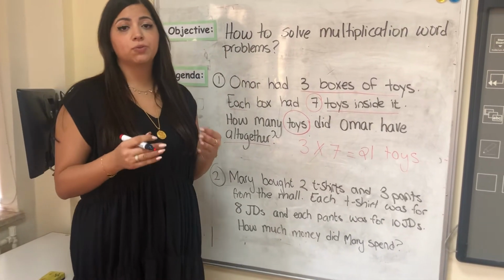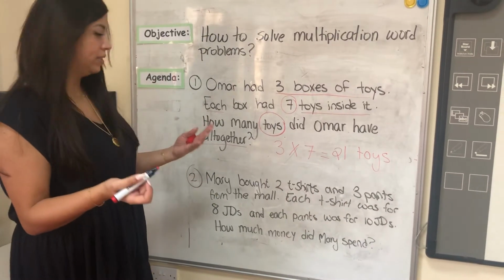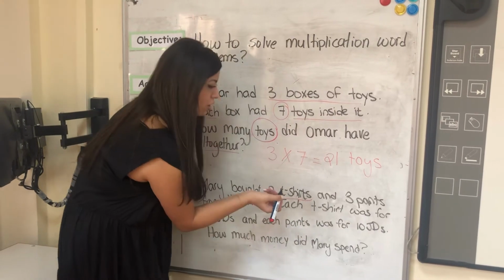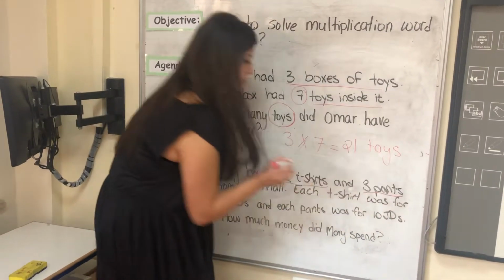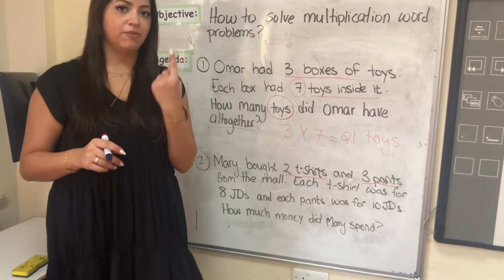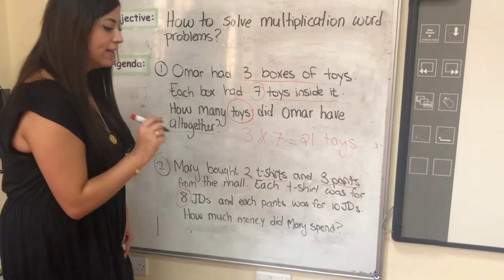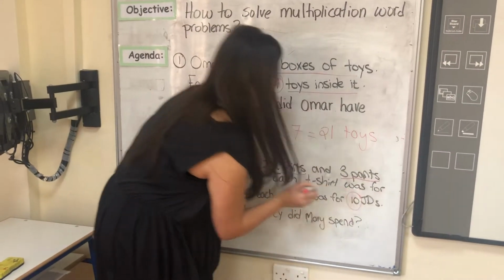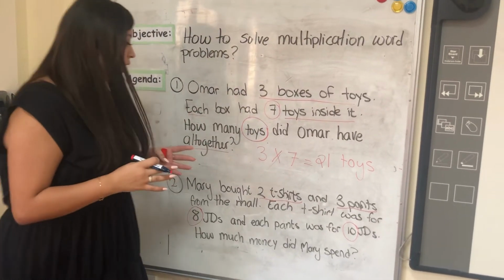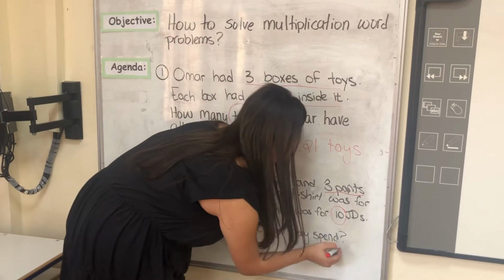So what we're going to do is we're going to use a few different steps to help us solve it. Let's look at the keywords here. It says Mary bought 2 t-shirts. So here we know she bought 2 t-shirts and she bought 3 pants from the mall. Now, we know that each t-shirt, that means the 1 t-shirt, was for 8 JDs. And each pants were for 10 JDs. So here I know the cost of each item. What we want to know is how much money did Mary spend altogether.